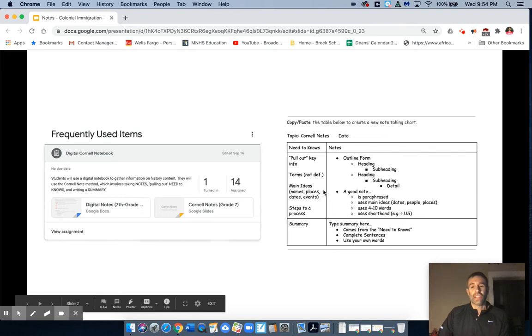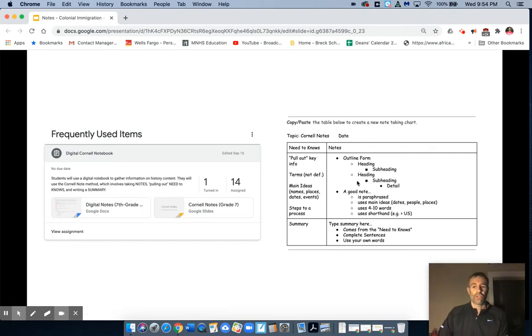Also know that I'm going to use a letter system with uppercase letters, lowercase letters, and then lowercase Roman numerals. You can use a bulleted system. Just make sure you're using the indentations to create the outline form, or you can just use the letter system that I'm using.